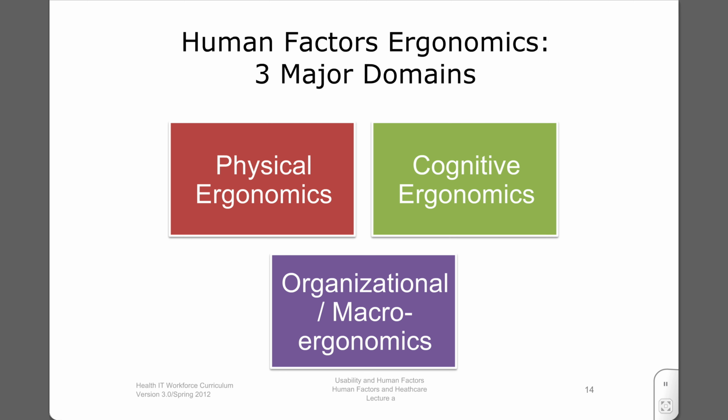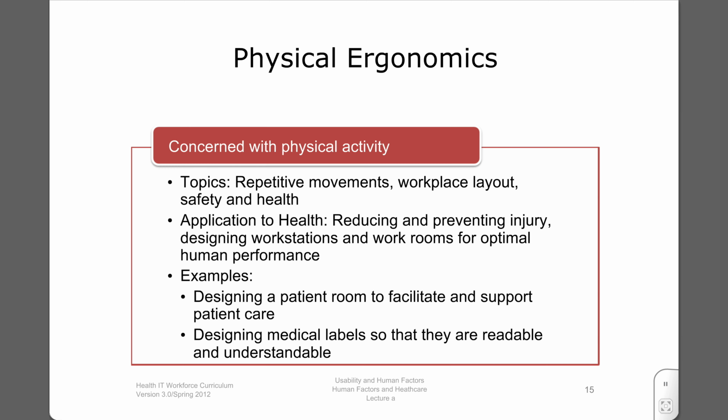Ergonomics is broadly conceived as the study of work and factors that affect it. The term is sometimes used interchangeably with human factors. In any case, we can characterize 3 major domains. Physical ergonomics is concerned with physical activity and covers a wide range of related issues, including understanding and reducing injuries in the workplace.